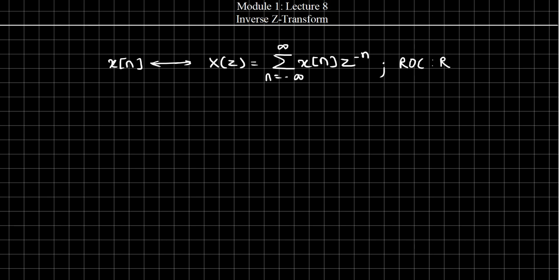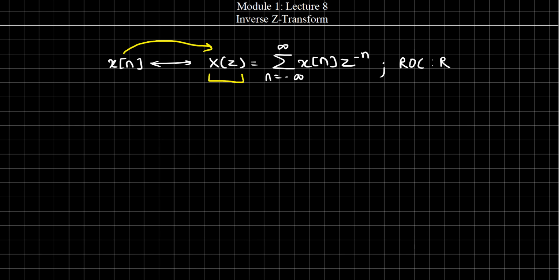Therefore, from this we know that the Z transform of any discrete time signal x of n can be calculated using the formula summation n running from minus infinity to infinity x of n into z to the power minus n, and let the region of convergence for this x of n be R. Now this formula allows us to transform from time domain to Z domain.